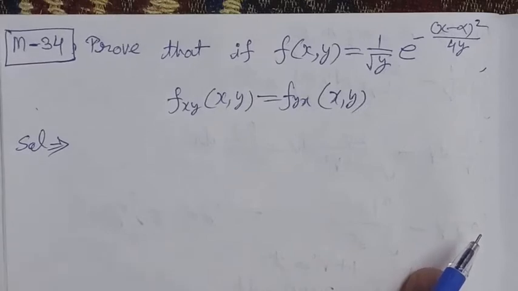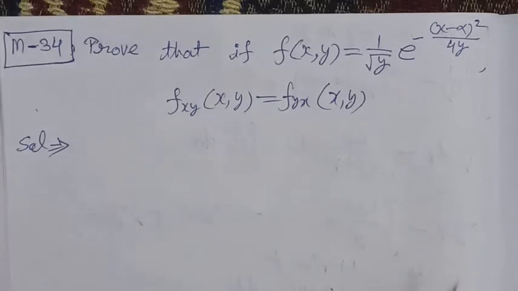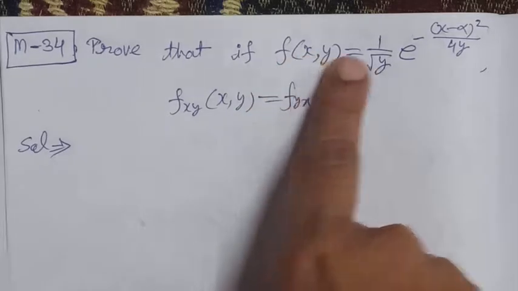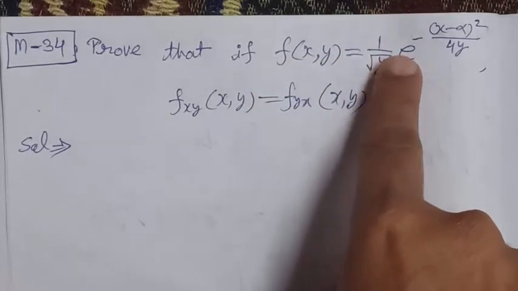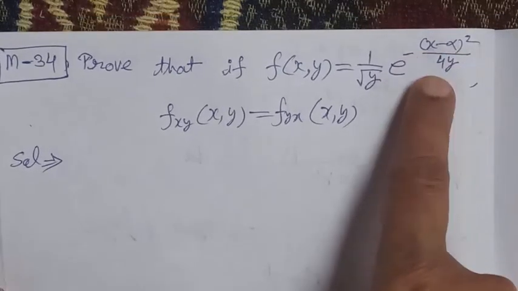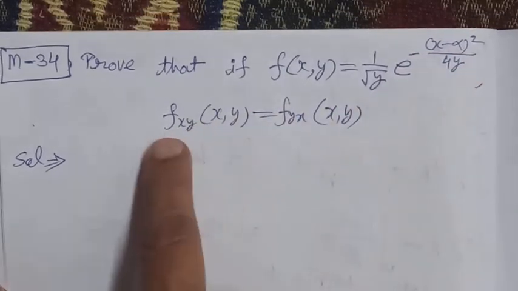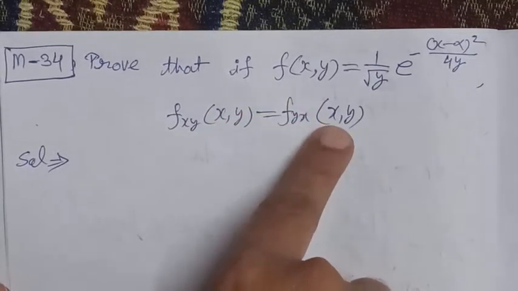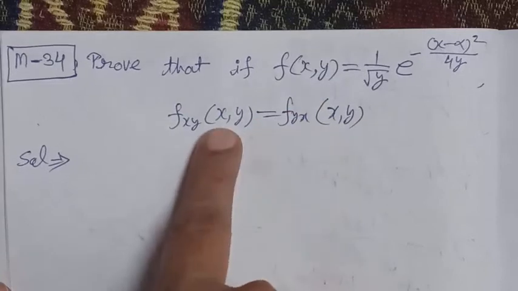This problem is related to partial differentiation of differential calculus. Prove that if f, which is a function of x and y, equals 1 upon square root y e to the power minus (x minus alpha) whole squared upon 4y, then f_xy equals f_yx, both being functions of x and y.